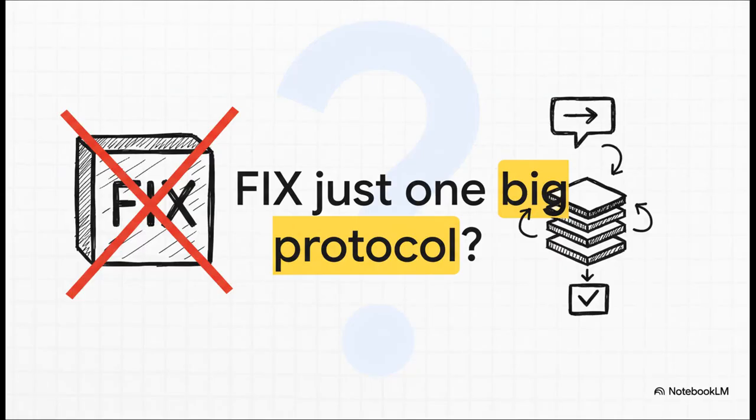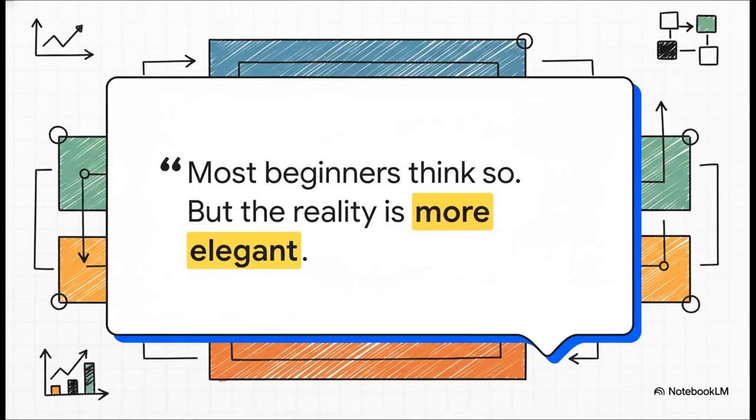Let's dive in. So, a question that almost everyone has at the beginning is, is FIX just one big single thing? And it's a totally fair question. You send a message, it gets there, seems pretty straightforward, right? But that's not quite the whole picture. And while most beginners think of it that way, the reality is actually a lot more organized, and I'd say a lot more elegant. See, FIX isn't just one giant block. It's made up of distinct layers, and each one has a very, very specific job. Getting a handle on these layers is pretty much our entire goal for this explainer.